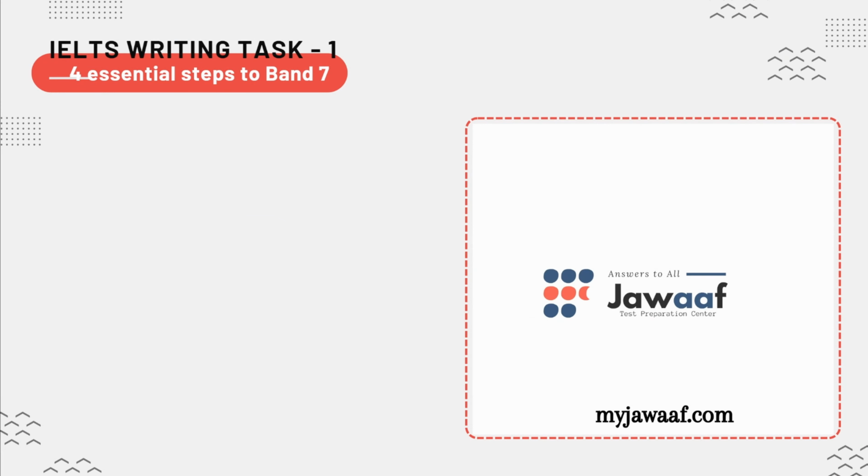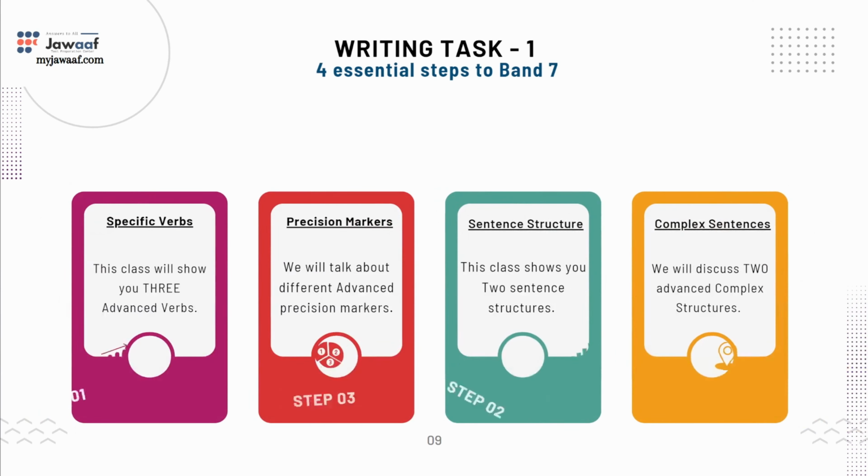Hello guys, in this video we're going to talk about 4 essential steps to band 7 for writing task 1. We'll talk about specific verbs, precision markers, sentence structure, and complex sentences. In this video particularly we'll talk about specific verbs and precision markers, and in another video we'll talk about sentence structures and complex sentences. So let's go to specific verbs first.